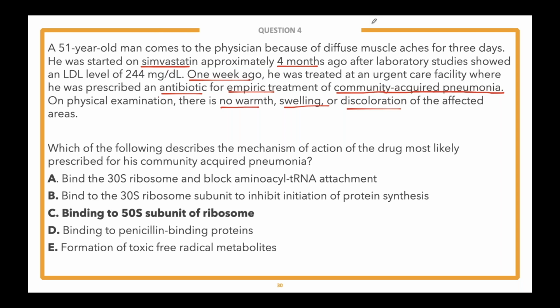So those are things like gentamicin or streptomycin, amikacin. Again, these guys don't cause CYP450 inhibition, and they're also not used as the first line treatment for respiratory infections. And then finally, A binds to the 30S ribosome to block that aminoacyl tRNA attachment. We've seen that one before. So this one is describing the tetracyclines.